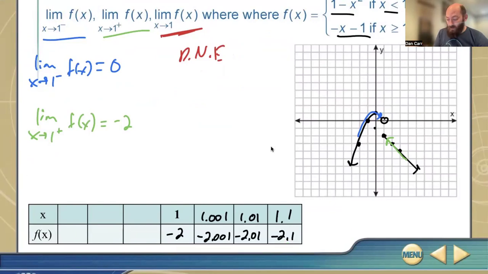Then I go to the other side. I got like 0.9, 0.99, 0.999. Let's see what happens there. I get 0.19, 0.019, or sorry, 0.199, 0.00199. From this direction, we are definitely not approaching negative 2. That's us getting closer and closer to 0 is what's happening. So again, from a table or a graph, we are able to figure out what's going on with our limits.